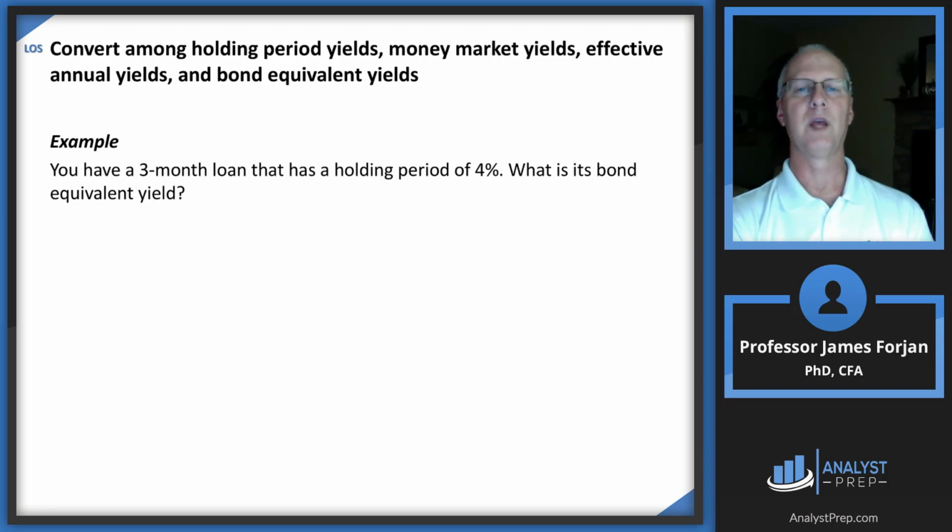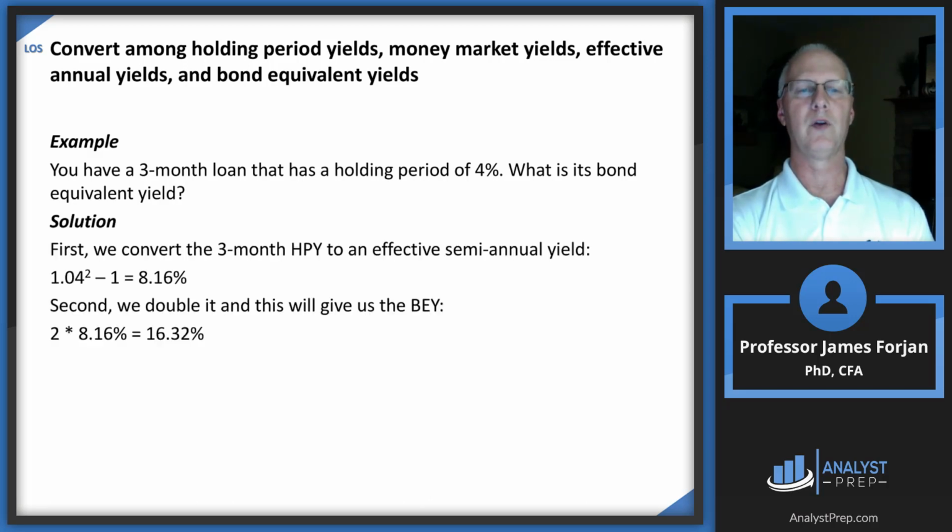Let's go ahead and do a quick example here. We have a 3-month loan, holding period yield 4%. What is the bond equivalent yield? First we convert that to an effective semi-annual yield. So we add 1 to the 4%, 1.04 squared. We're squaring it to get from 3 months to 6 months. Subtract 1, that gets us up to 8.16%. And then we multiply it by 2 to convert that semi-annual yield into the bond equivalent yield of 16.32%.